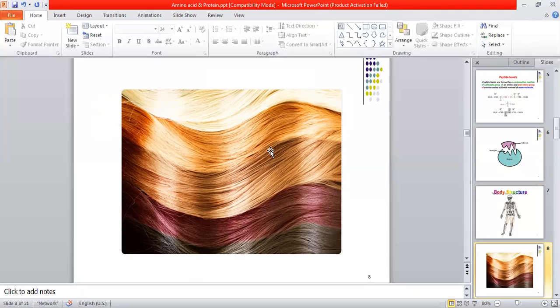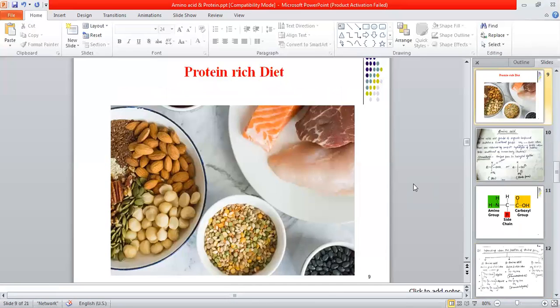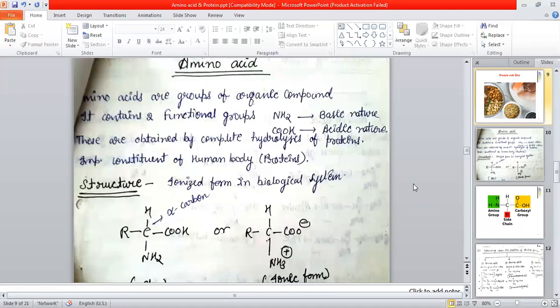I have also told you one example of a rope, that if you think of a thick rope which consists of very different and smaller pieces of rope, then this hair is also a protein. Now the protein rich diet, these are our diets through which we can build up our body.